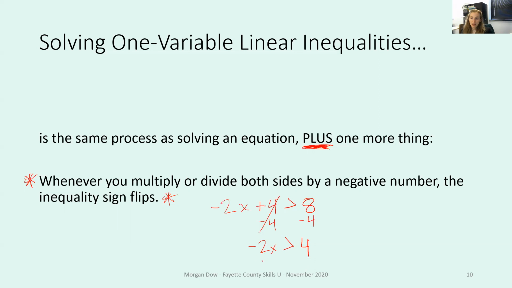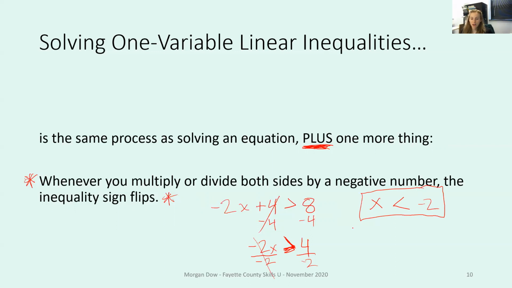And now, right, to get that x by itself on one side of the inequality, I need to divide by negative 2. Both sides, I'm going to divide by negative 2. So since I have just divided both sides by a negative number, that means that the inequality sign is going to flip. So it's going to go from greater than to less than. So this is my final number here, that x is any number less than negative 2.